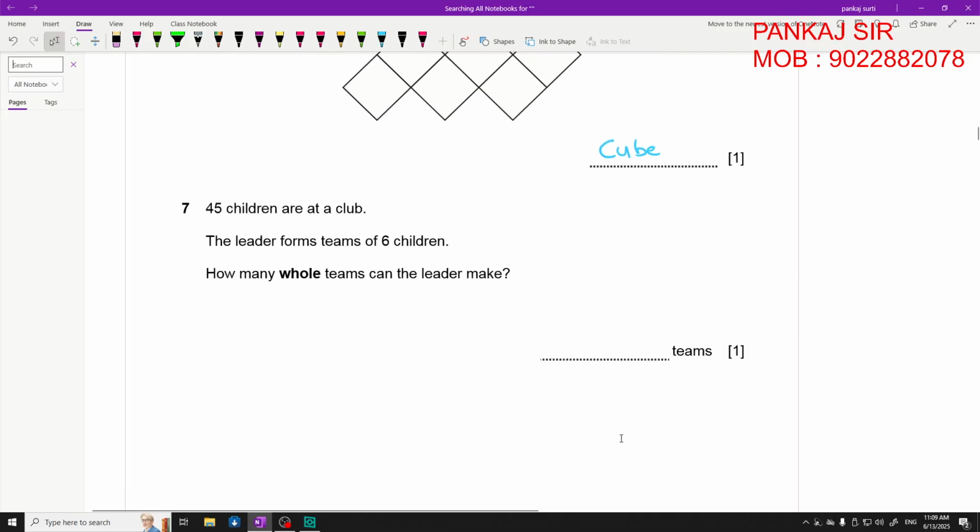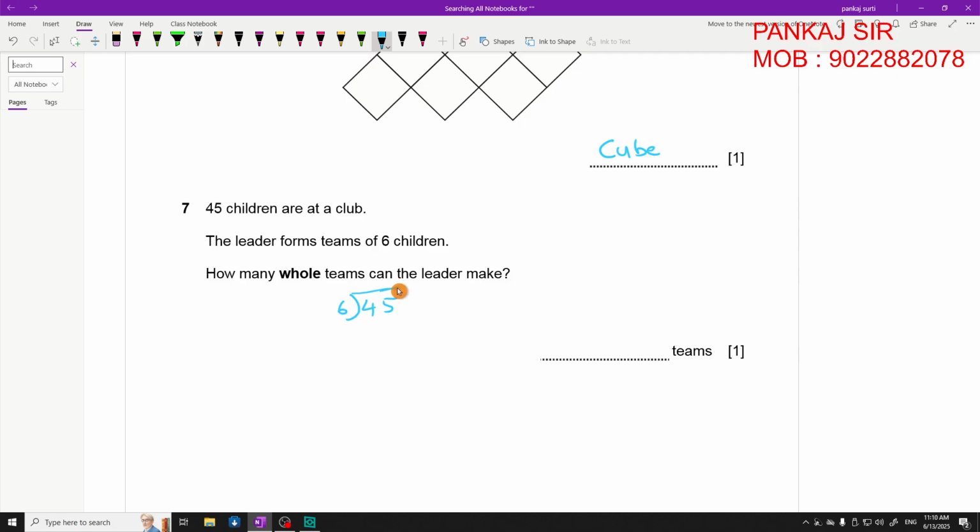Next question. 45 children are at a club. The leader forms teams of 6 children. How many whole teams can the leader make? Now, whole teams means it should be a complete number. Okay. So basically, there are 45 children, and you have to make a team of 6 children. So let us divide this 45 by 6.